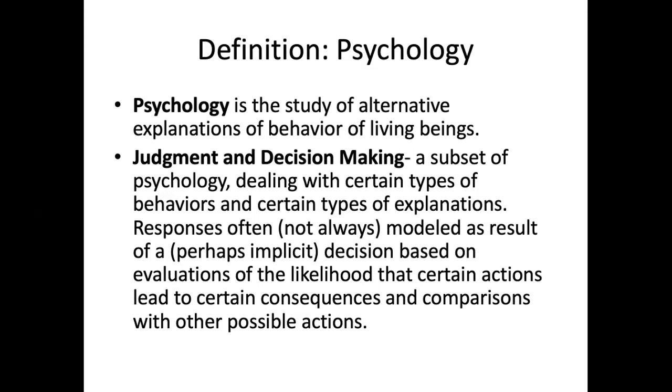Now, judgment and decision making is a subset of psychology that deals with certain kinds of behaviors and certain kinds of explanations. Responses are often, but not always, modeled as the result of an implicit decision. Why did people do what they did? Because they made a decision to do that. They evaluated the possible consequences of alternative behaviors, and they chose one that was, in some sense, the best thing to do at the time.